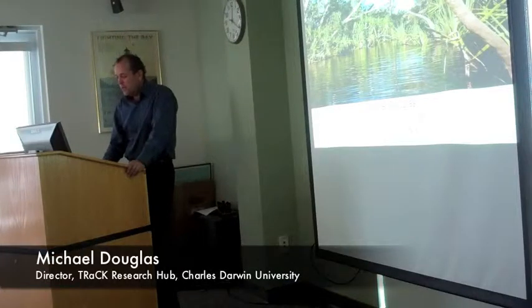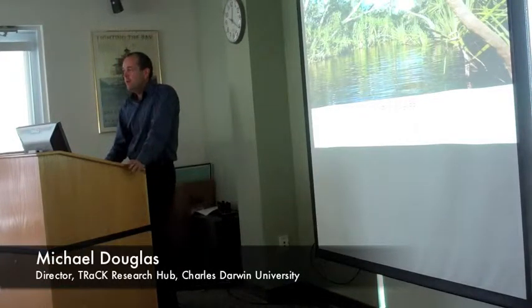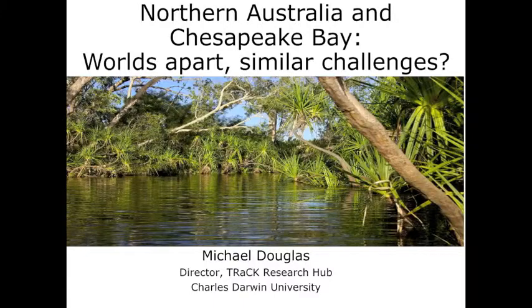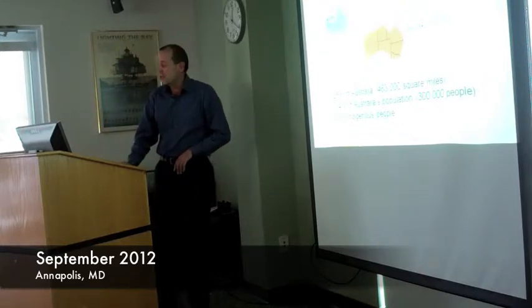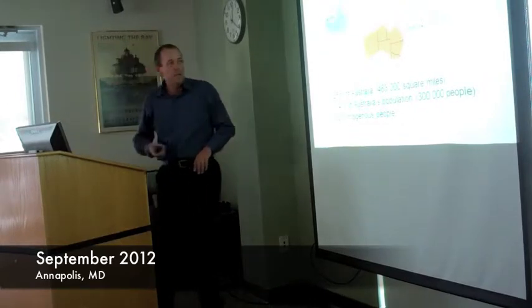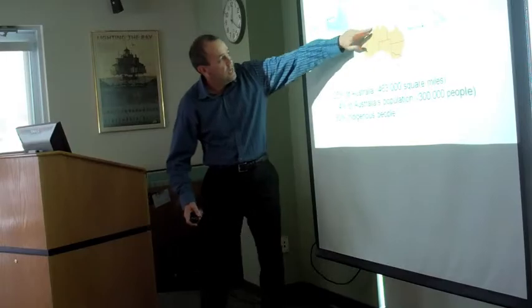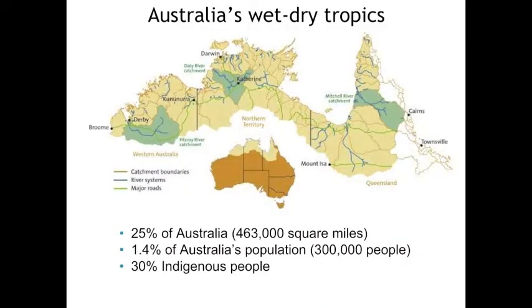So I'm really wanting to talk a little bit about the region where I'm coming from, and then just talk about some of the links that we're making between here and where I'm coming from. So the area that I'm working in is the wet-dry tropics of Australia, and it's an area that makes up this light shaded here on the map. So it's the sort of top 25% of Australia.